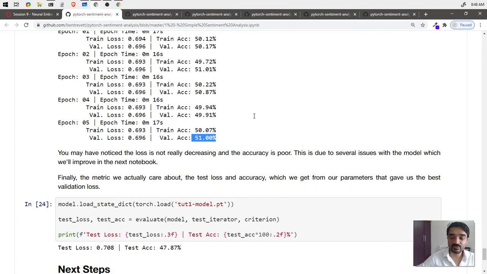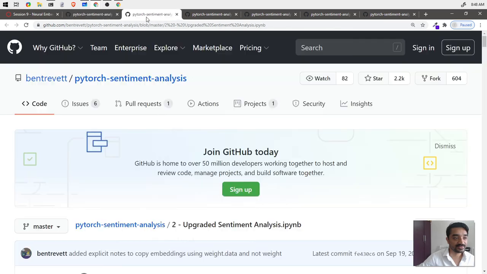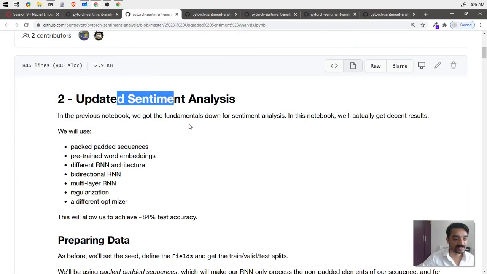You're taking one hot vector and putting it into your model, and you're trying to predict whether it's a positive sentiment or negative sentiment. So if you have 2 classes and your accuracy is 50%, you know your model is not doing anything, right? So let's not change it. Let's update the sentiment analysis a bit.